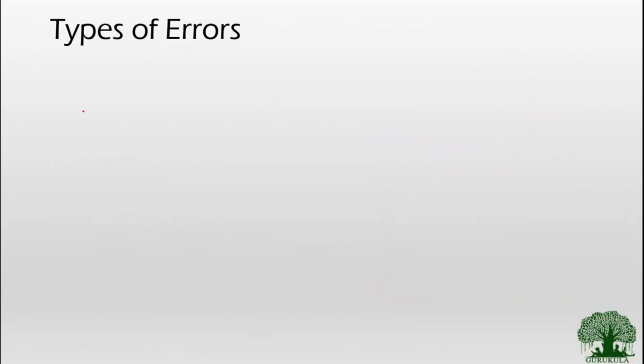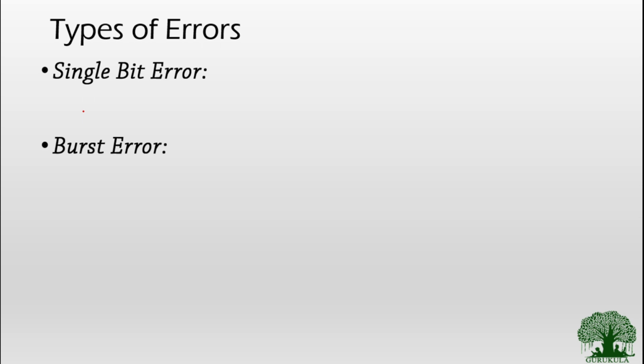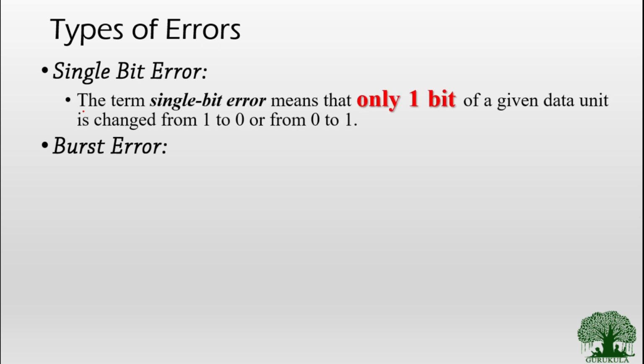Now we will see what types of errors are available. Before selecting which error detection code or error correction code to implement on the system, it is very important to understand the types of errors that can occur in transmission. There are broadly two types of errors, and the first one is the single bit error. A single bit error affects only one bit of the given data, which means either 1 can be converted to 0 or 0 can be converted to 1. That error is what we call a single bit error.